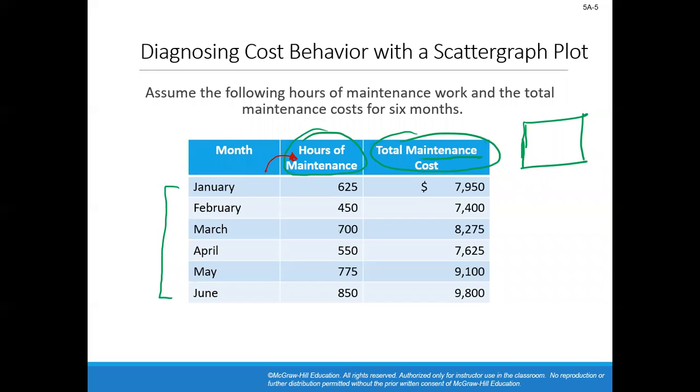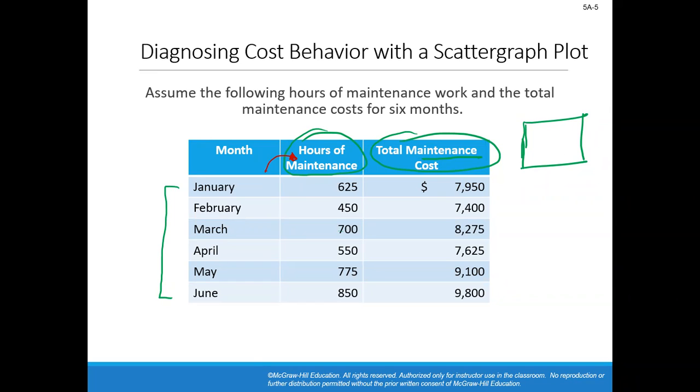So we would like to know whether it is possible to plot this relation between the hours of maintenance and the total maintenance cost, and try to identify whether this represents something that looks like a mixed cost, or something which is not a mixed cost. Okay.